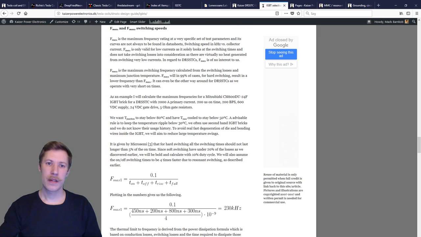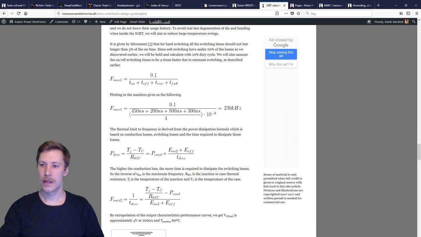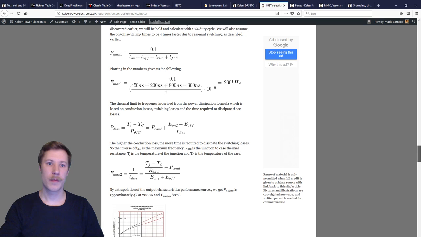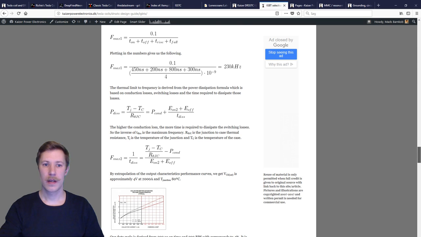Now, when dealing with the switching speeds in IGBTs, there are two terms, which is Fmax1 and Fmax2. Fmax1 is purely looking at the datasheet rise and fall times. So it's simply the combined times for switching on and switching off. These will often give a misleading value. Here it is calculated in regard to 10% duty cycle, which is very pessimistic in a DRSSTC. But nonetheless, this is the example that I used.